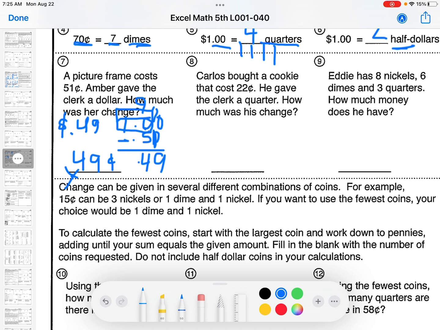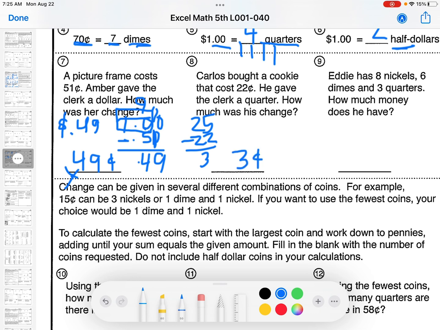So you should have already done numbers 8 and 9. Carlos bought a cookie that cost 22 cents. He gave the clerk a quarter. How much was his change? A quarter is 25 cents. It cost 22. When you subtract, you get 3. So the answer is 3 cents in change.